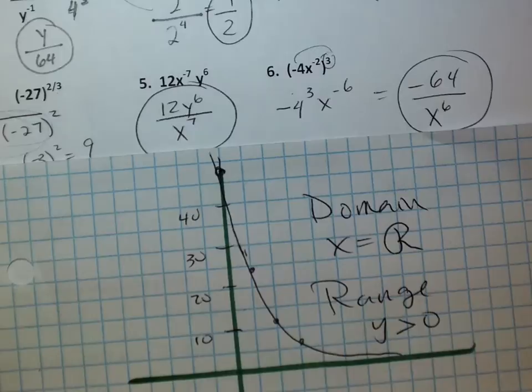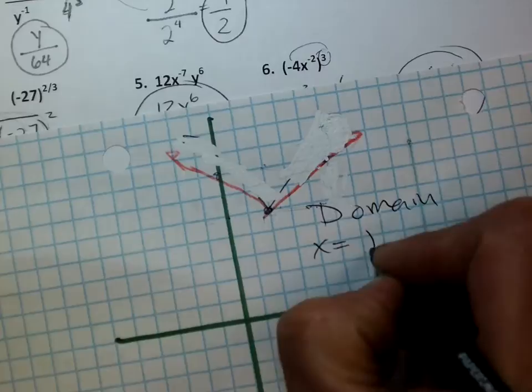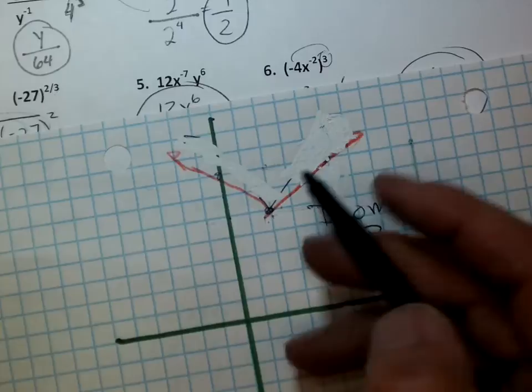On the absolute value graph, it goes forever in both directions, so the domain, x equals all real numbers, and the range starts at a height of 5 and goes up. Y is greater than or equal to 5. Okay?